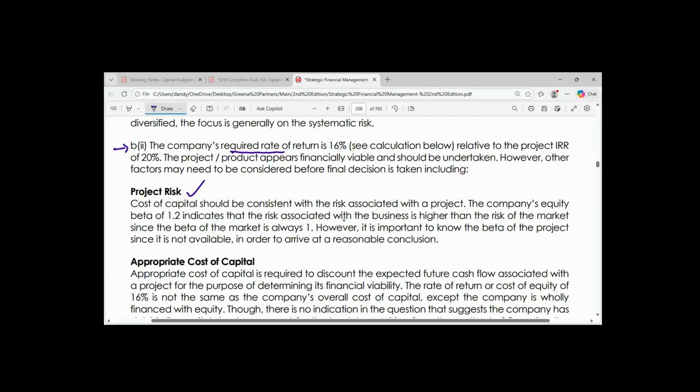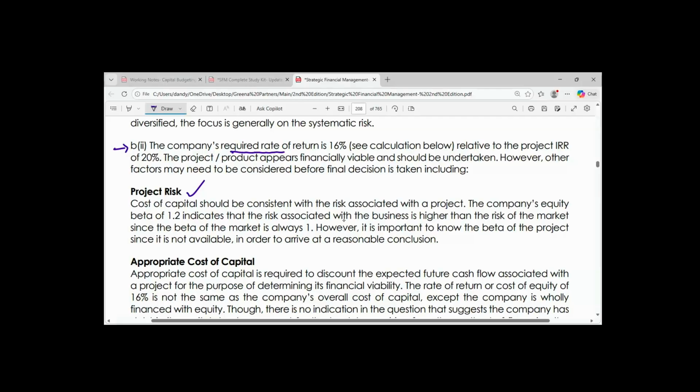The company's equity beta of 1.2 indicates that the risk associated with the business is higher than that of the market, which is always 1. Now, under the capital asset pricing model, for those of you that did financial management at skills level, you would have been taught that the beta of the market is always 1. If the beta of the project is higher than 1, it means that the project is more risky relative to the market. If the beta of the project is less than 1, it means that the project is less risky as compared to the market risk.